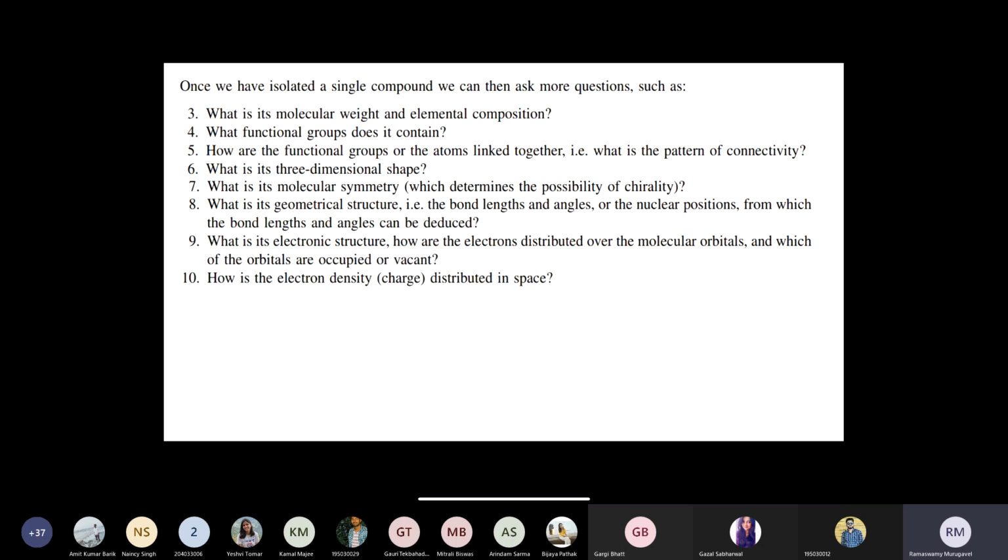So the kind of questions you can ask are: what is the molecular weight, what is the elemental composition? Both of these are analytical techniques, determining molecular weight and determining elemental composition. In the good old days, people measured the molecular weight of compounds by density measurements, by ebulliometric measurements. I'm not going to talk about these age-old techniques because they are no longer in practice and nobody has time for those techniques.